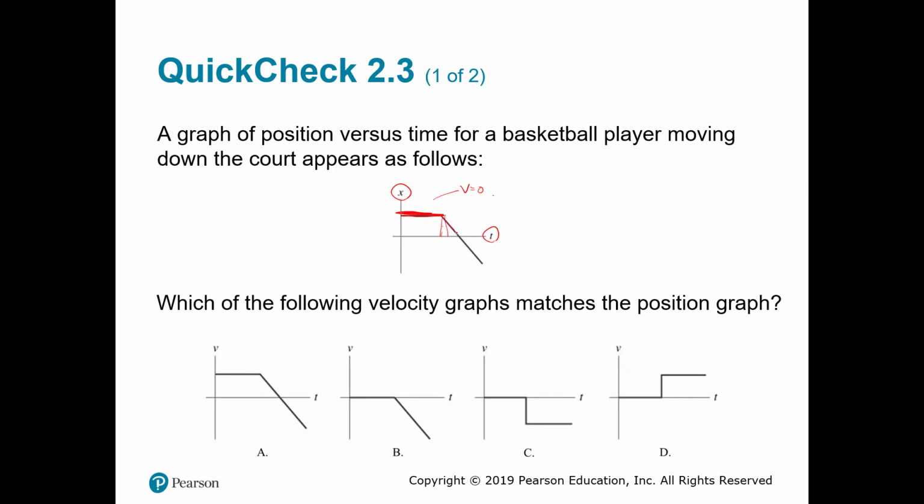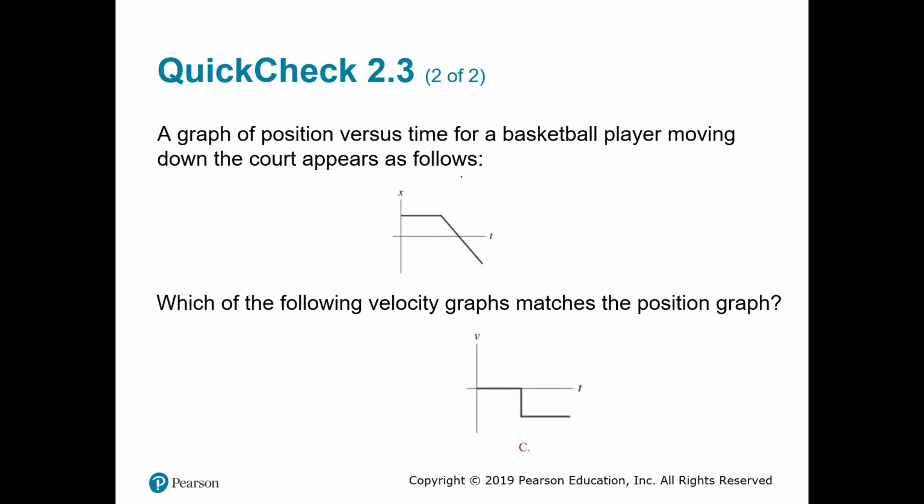And in the second period you're moving, but the slope here is what? Negative. So your velocity is a negative value, right? But the slope is constant. You have one slope from here to here. So that means your velocity is negative, but constant. So the answer is C.